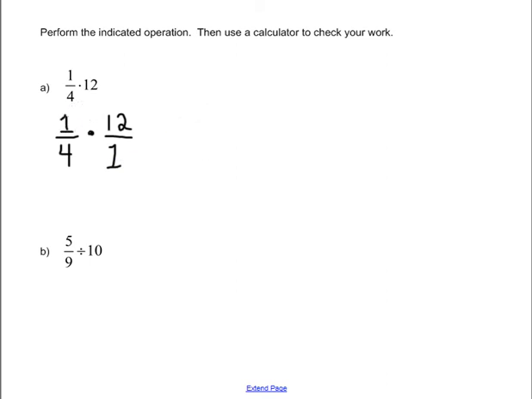And so now we can proceed with our multiplication process. Notice that we've got a common factor of 4 between the 4 and the 12, so I'm going to rewrite 12 as 4 times 3, and I'm going to rewrite 4 as 4 times 1. So I can cancel out my 4's. That 4 over 4 equals 1. And when we come back and do our multiplying, 1 times 3 is 3 for my numerator, and in my denominator, 1 times 1 is just 1.